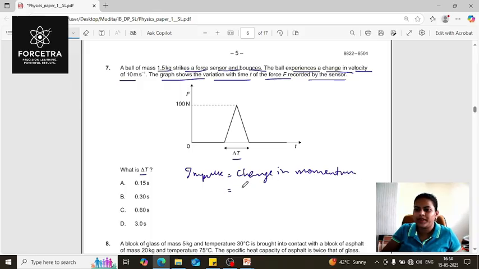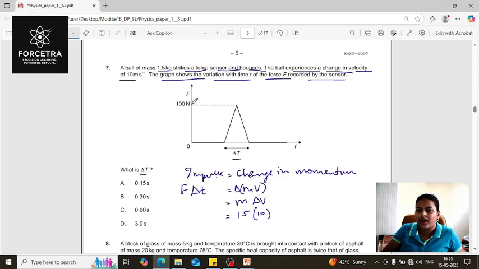So impulse is the change in momentum, which is the change of mass into velocity. Momentum is mass into velocity and delta is representing the change. Mass is constant, so I can take it outside, and this would be the change in velocity. Mass is given which is 1.5 kg and the velocity change is 10 meter per second. And what is impulse? Impulse is the force into delta t, which is the time interval.